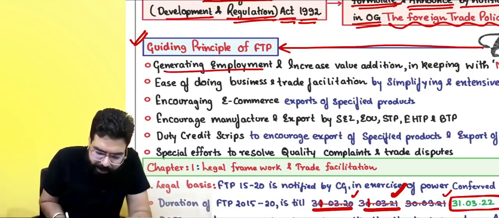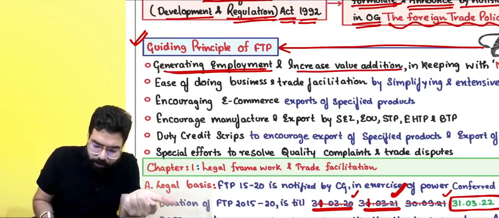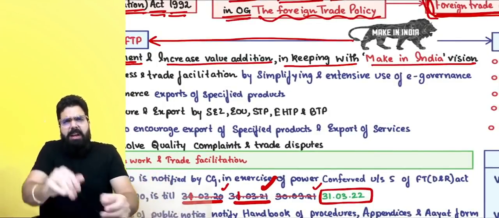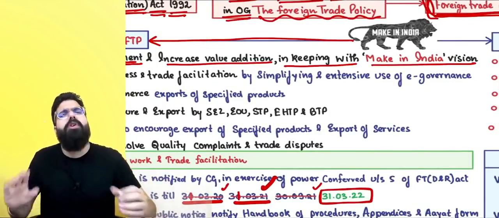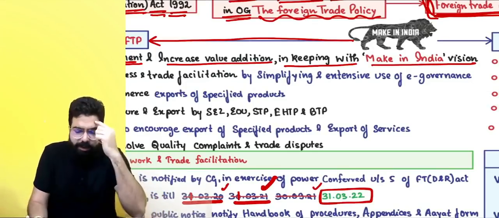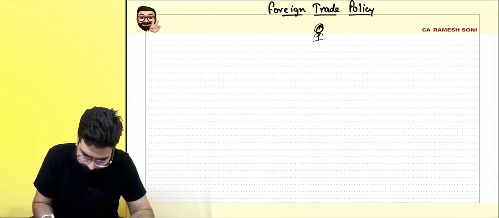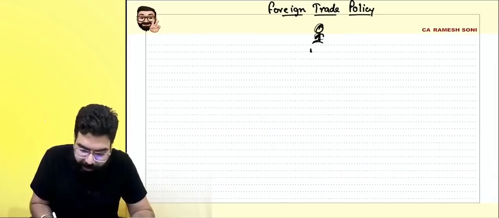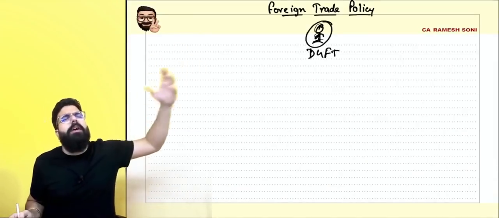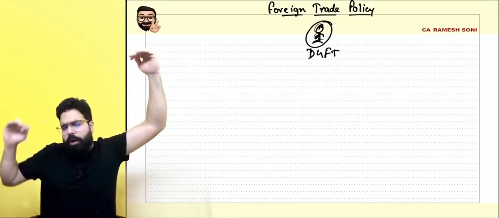Number one, generating employment. They want to generate more and more employment and increase value addition in keeping with the Make in India vision. They are saying, you want to export? Do one thing, import raw material, I allow you. Always remember, everyone, the Directorate General of Foreign Trade, the main thought always is how to get more foreign currency into the country, how to export more and import less.